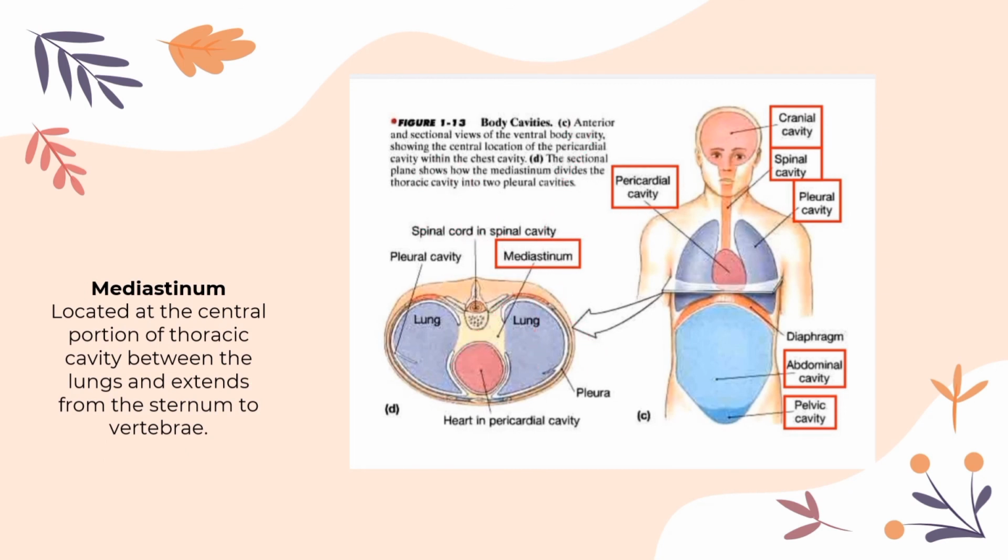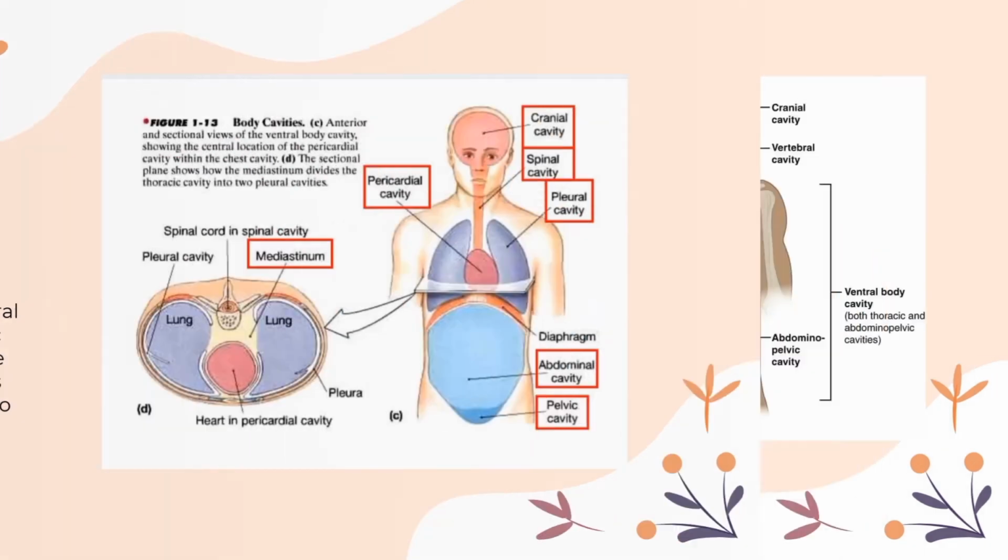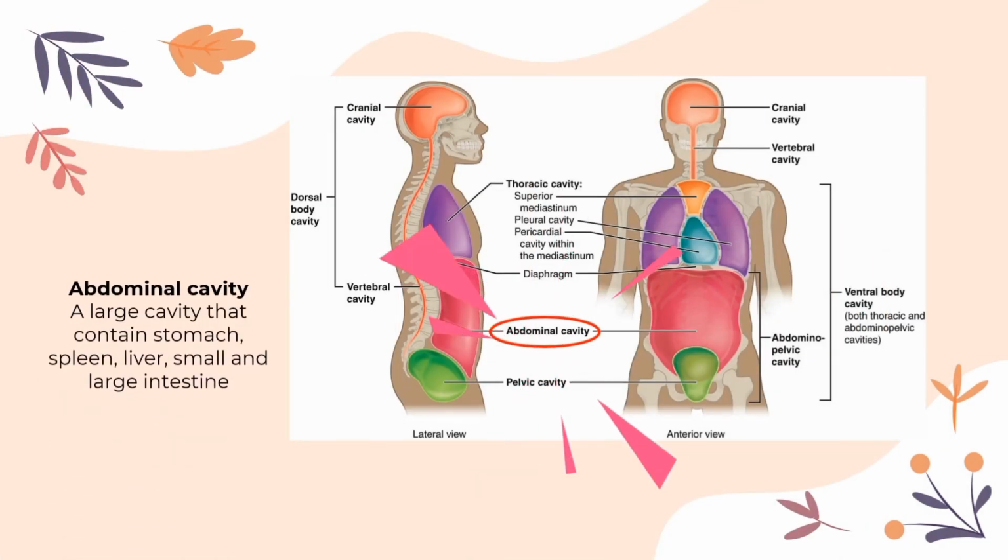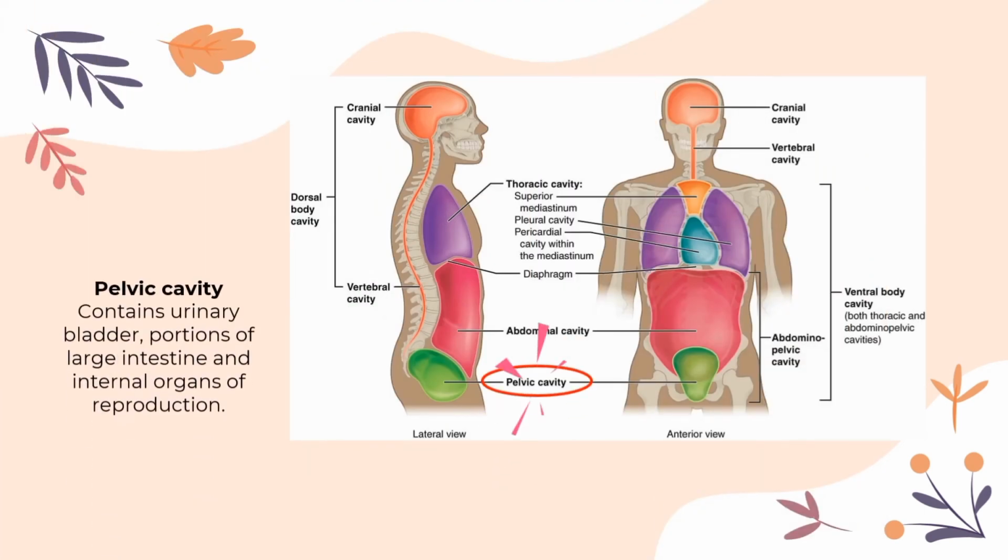Mediastinum is located at the central portion of the thoracic cavity between the lungs and extends from the sternum to the vertebra. The abdominal cavity is a large cavity that contains the stomach, spleen, liver, and small and large intestines. And lastly, the pelvic cavity, which contains the urinary bladder, portions of the large intestine, and internal organs of reproduction.